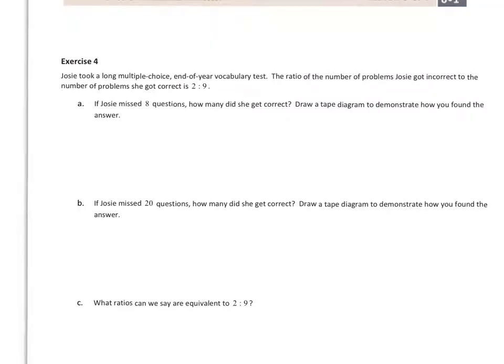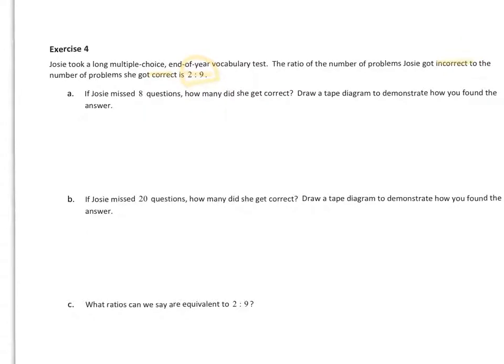Josie took a long multiple choice end of the year vocabulary test. The ratio of the number of problems Josie got incorrect to the number of problems she got correct is 2 to 9. So I'm going to highlight incorrect to correct, and that's 2 to 9. If Josie missed 8 questions, how many did she get correct?